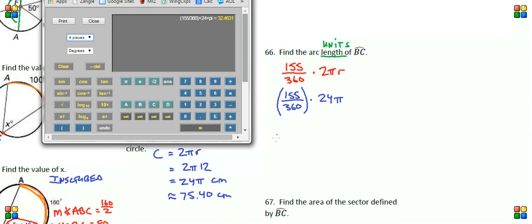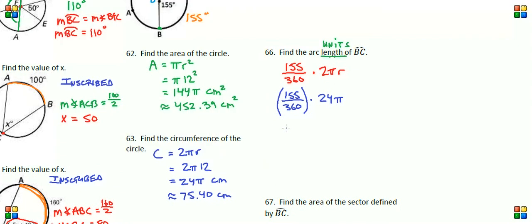So the answer for the length of BC, which we can actually write as just BC, BC is approximately 32.46, and we do have a unit of measure, centimeters. That is the approximate length of arc BC.